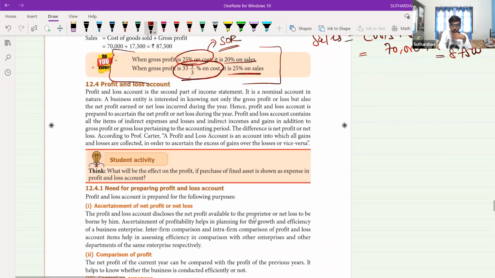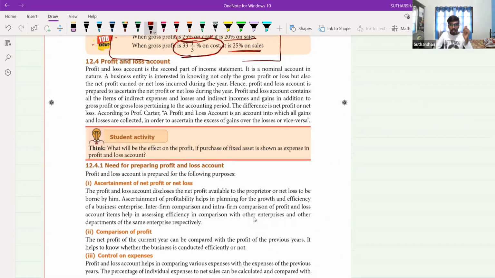Then we will move on to the profit and loss account. The profit and loss account is the second part of the income statement. It is also a nominal account. A business entity is not only concerned about gross profit, they also want to know the overall performance. To know the overall performance, the profit and loss account is prepared.